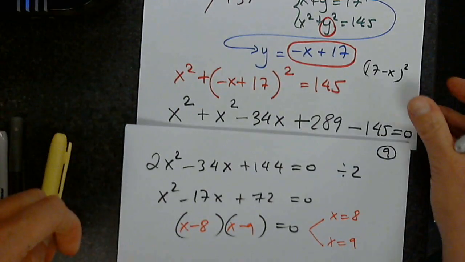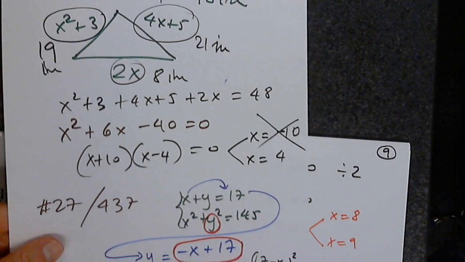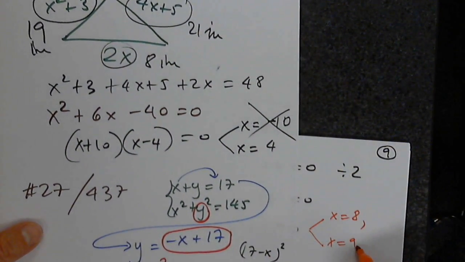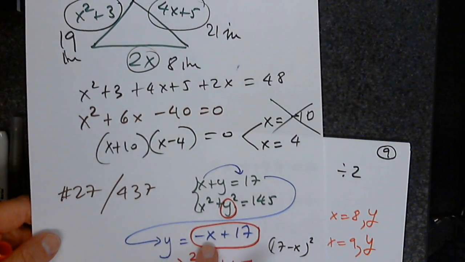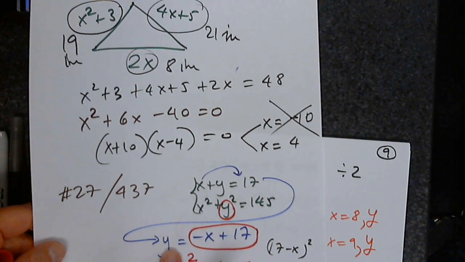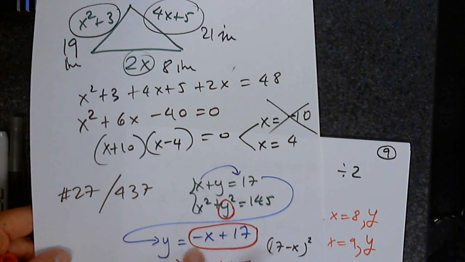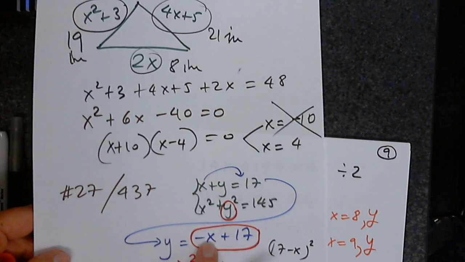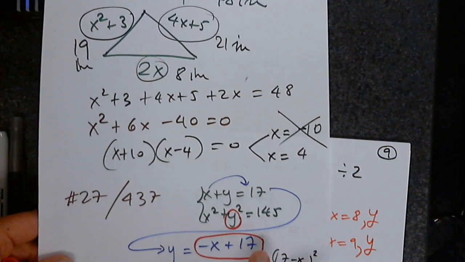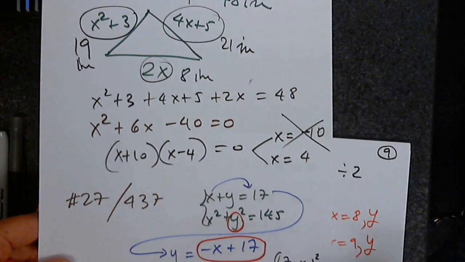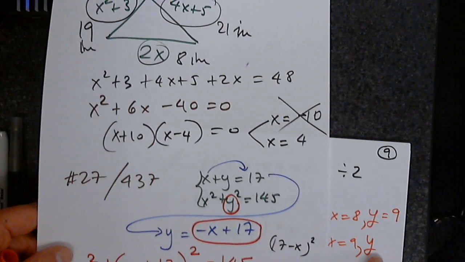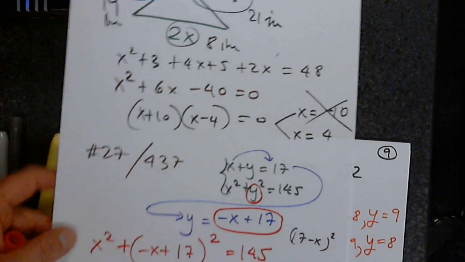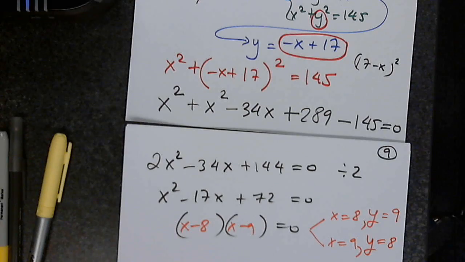Not good enough. I have to come back to the equation, this equation, and find the corresponding y value for each. So if x is 8, how much is the corresponding y? If x is 8. So negative 8 plus 17 is 9. Now if x is 9, what will be the corresponding y value? 8. Any questions?